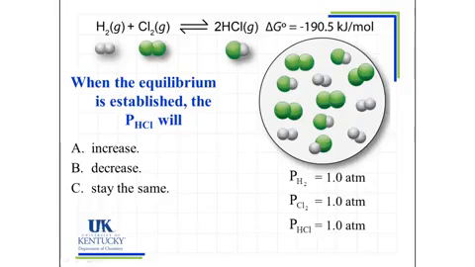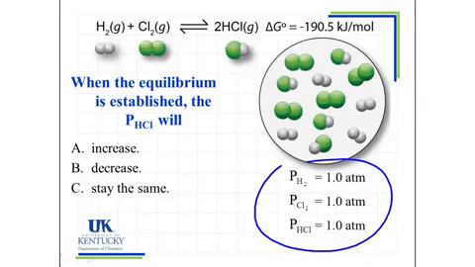Okay, let's again start this system out with everything under standard state conditions with 1 atmosphere. So we're here. We know according to this standard delta G that if we start everything under standard state conditions, the reaction would proceed to the right. Now, if it's going to proceed to the right, what is going to happen to the pressure of HCl?